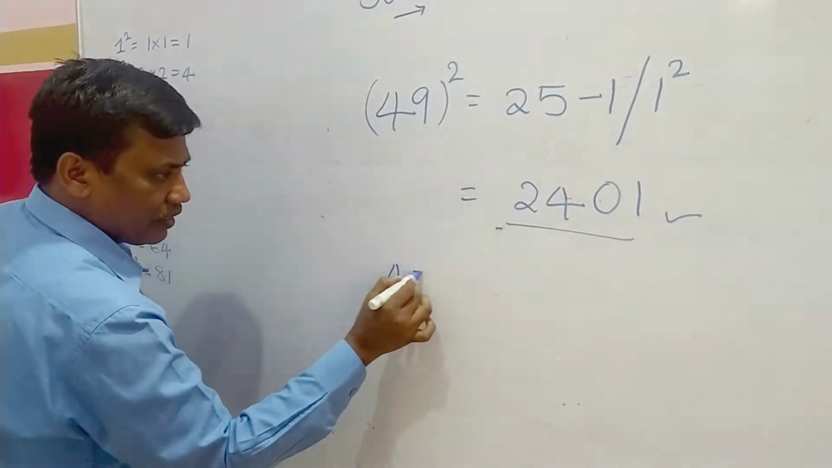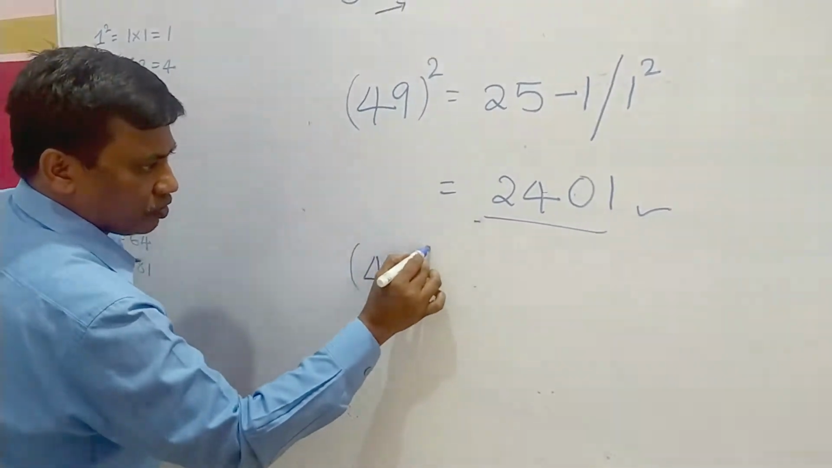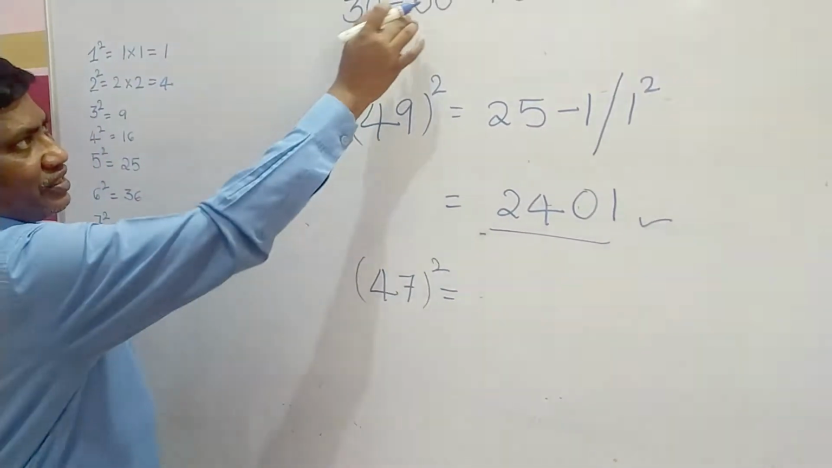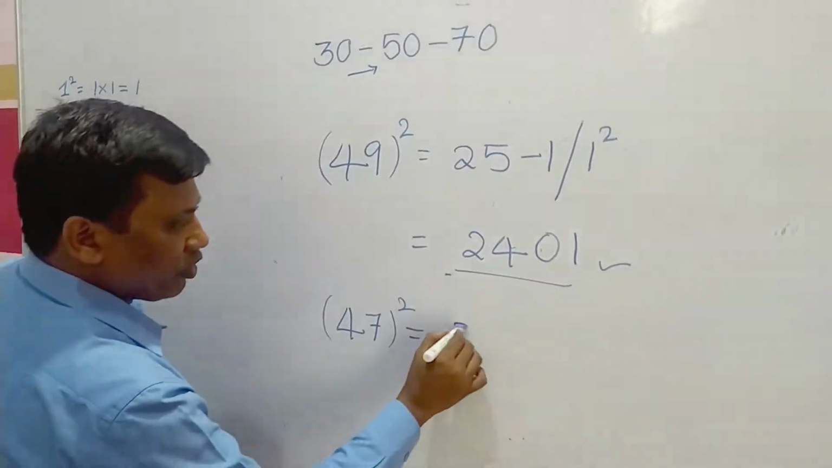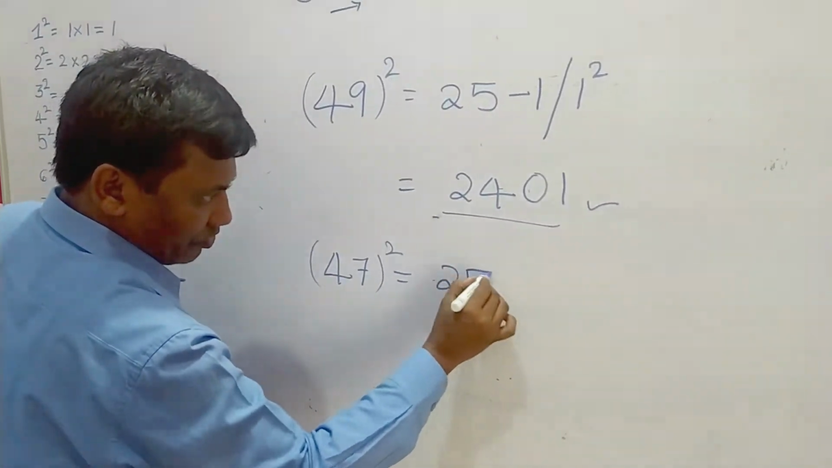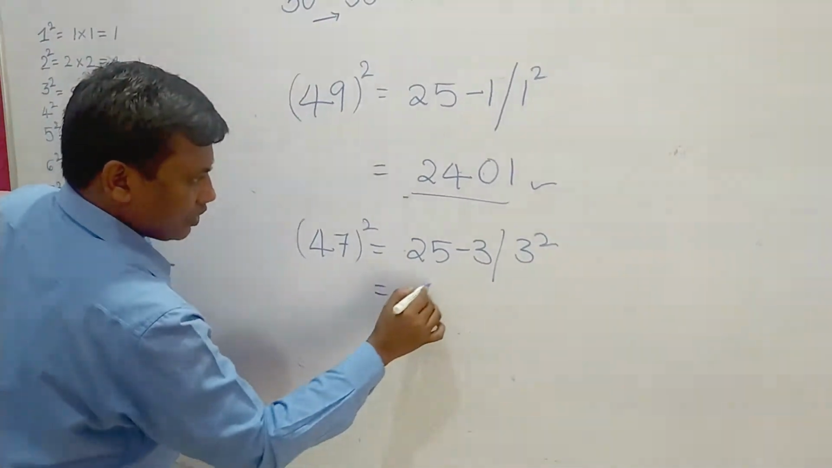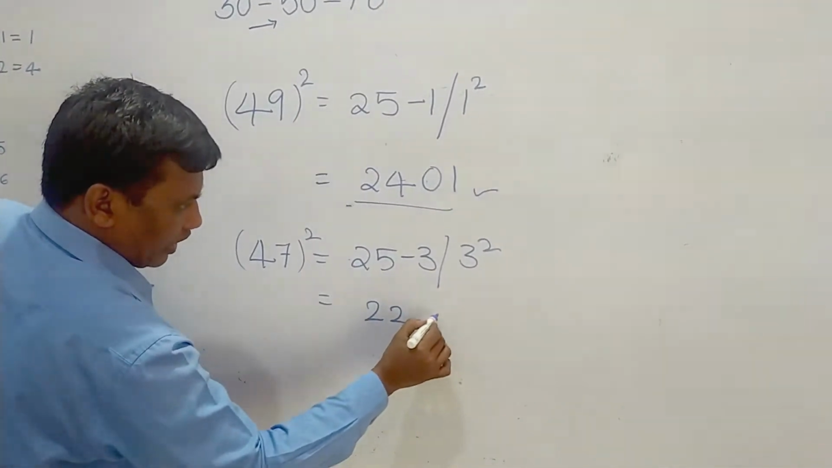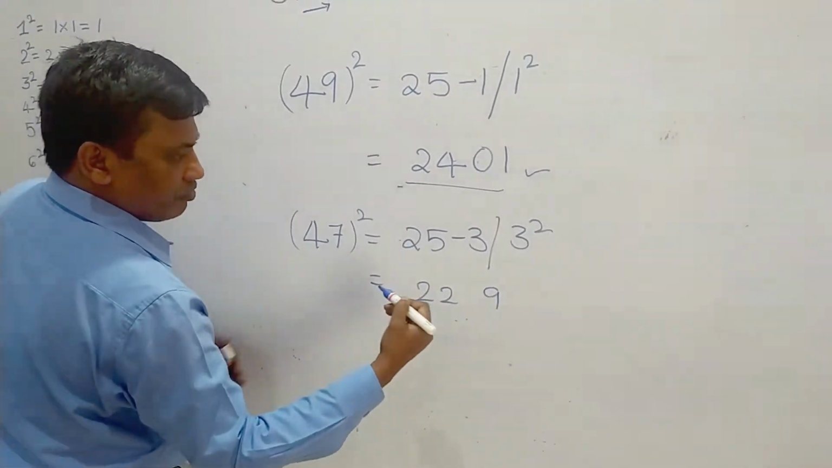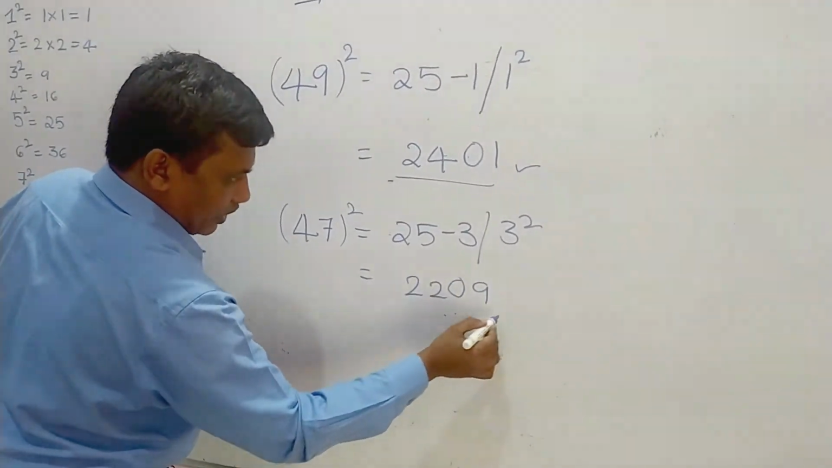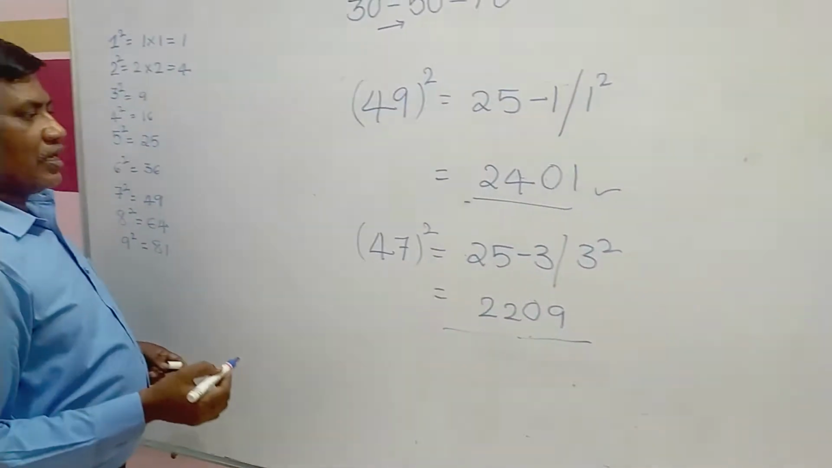Suppose 47 square. What we have to do? 47 is 3 less than 50. 25 minus 3, slash, 3 square. That is 22, and 3 square is 9. We have space for 2 digits, so just add 0.